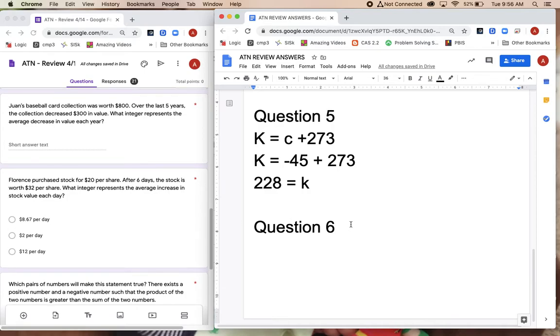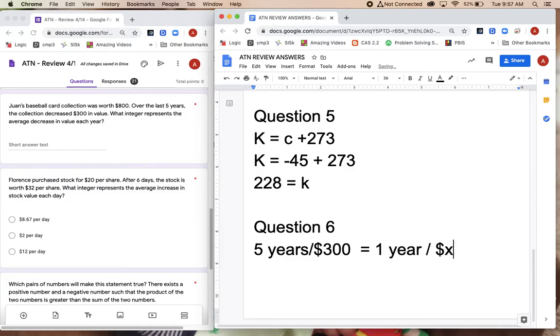All right, now we're going to talk about Juan and his baseball collection. So far we know that it's worth $800. But then it decreased $300 in value, which means that it lost money. But that happened in 5 years. So I need to know if in 5 years it lost $300, how much money in 1 year?